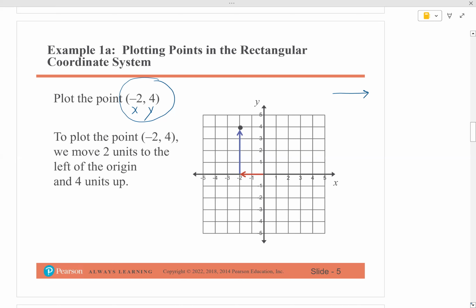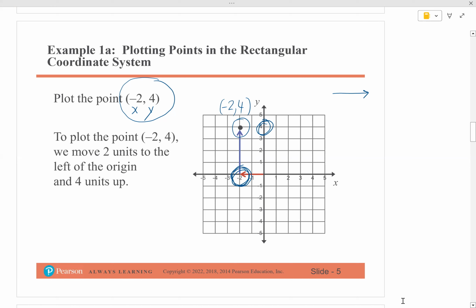So I need to find -2 on the x-axis, which, as they show here, the red arrow moved us to the left 2 units to -2. Then the y coordinate is +4, and the positive direction on the y-axis is up. Here's 4. So you match the x value you want and the y value. Where would they meet in a point off in the grid? It would be there. This is the point -2, 4.